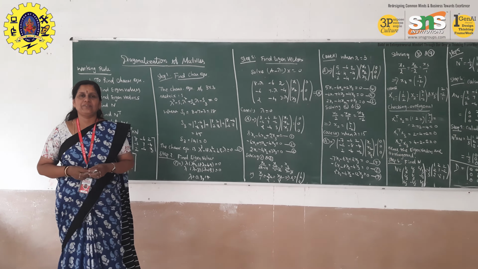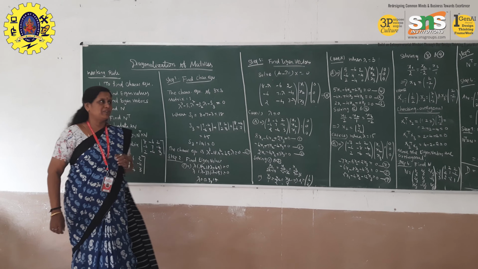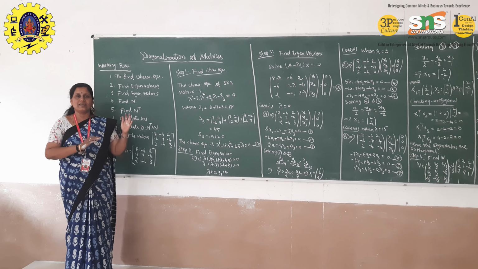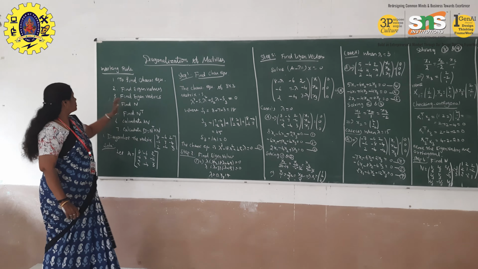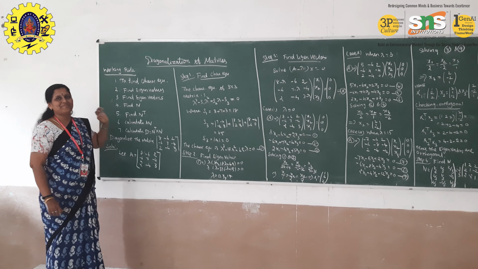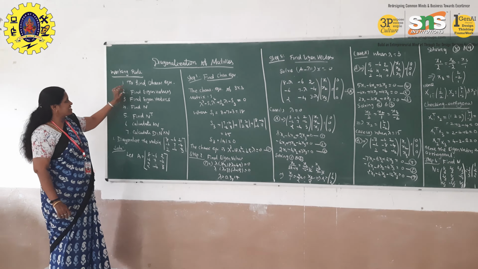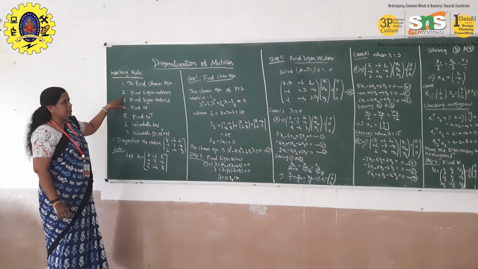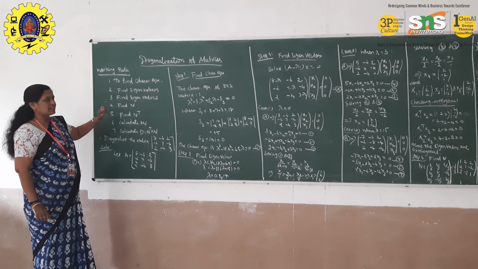In this session, we are going to discuss diagonalization of matrices. Diagonalization is nothing but the process of finding the diagonal matrix for the given matrix. The working rule for diagonalization of matrices is: first, we have to find the characteristic equation. Next, we need to find the eigenvalues and after that, the eigenvectors.